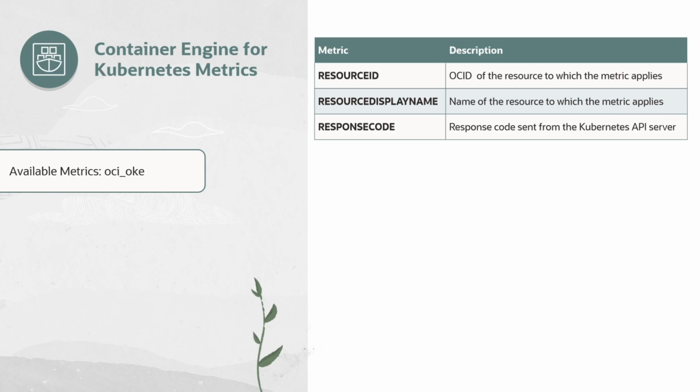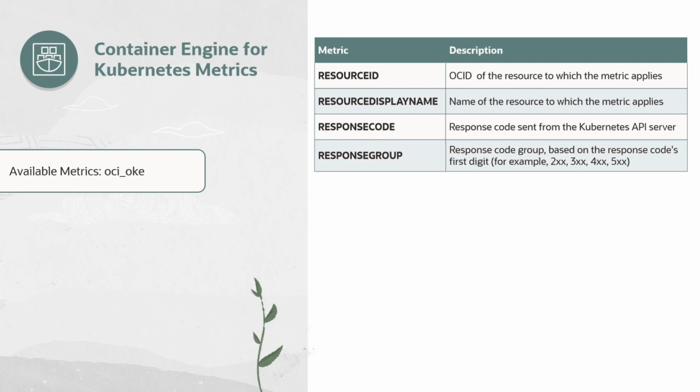Now let's talk about response codes. This metric captures the code sent directly from the Kubernetes API server, offering insights into the success or status of our server interactions. Response codes often form groups, and here we have response group. This categorization is based on the first digit of the response code, for example 2XX, 3XX, 4XX, and 5XX. These response codes simplify our understanding of server responses.